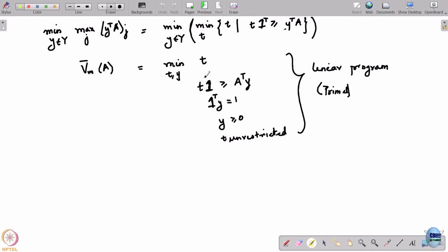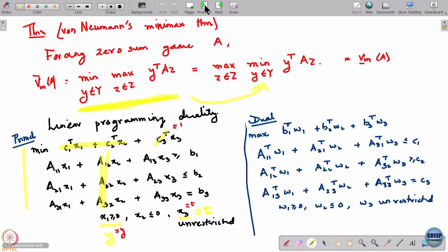Now let us look at the equality constraint first. So 1 transpose y equal to 1, which means that in my equality constraint here, my b3 should be the scalar 1. Y was x1, so the coefficient of y here should be 1 transpose, right? So this A31 is 1 transpose here.